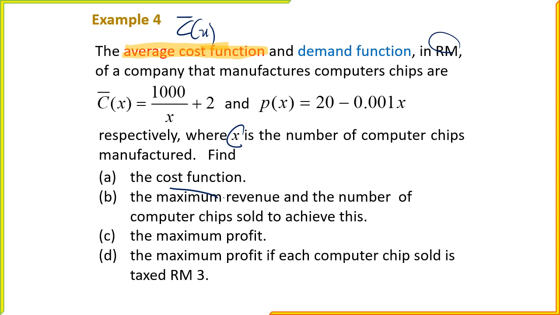Find the cost function. To find the average cost function, we divide by quantity, so to find the cost function back from the average, we need to multiply with the average cost function. Okay, done for this one. Next, the maximum revenue. We want to find the x to get the maximum revenue. So two things we need to find: the maximum revenue and the number of computer chips sold to achieve this. This is the production level to achieve maximum revenue.